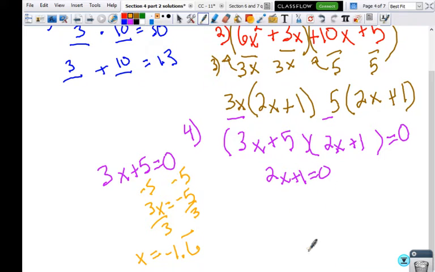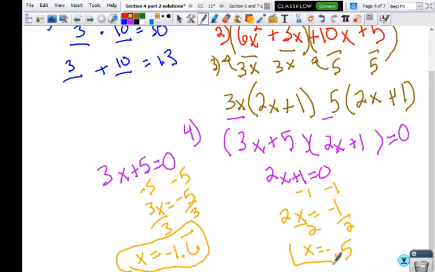Now I'm going to solve the second one. Subtract 1 from both sides, and then divide by 2. What do we get when we divide by 2? Negative 0.5. So these are our two answers: negative 1.6 repeating is our first one, and negative 0.5. What you'll find when you do this stuff is you will almost always have at least one decimal in there. This one I had two decimals. So keep that in mind. Sometimes you might have a regular number, but it's probably going to be a decimal.